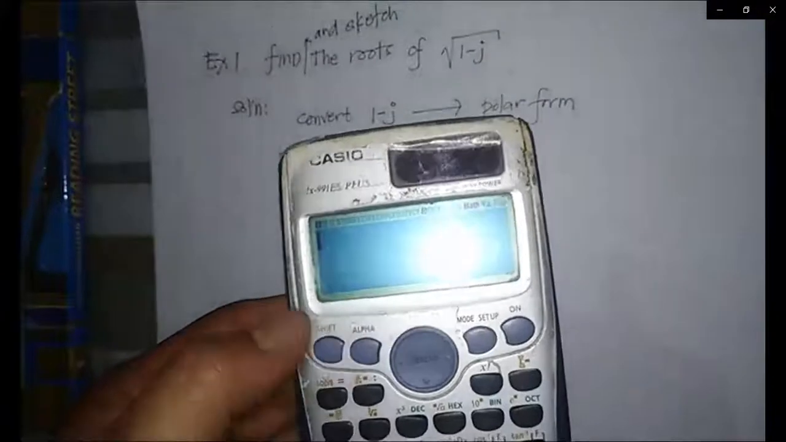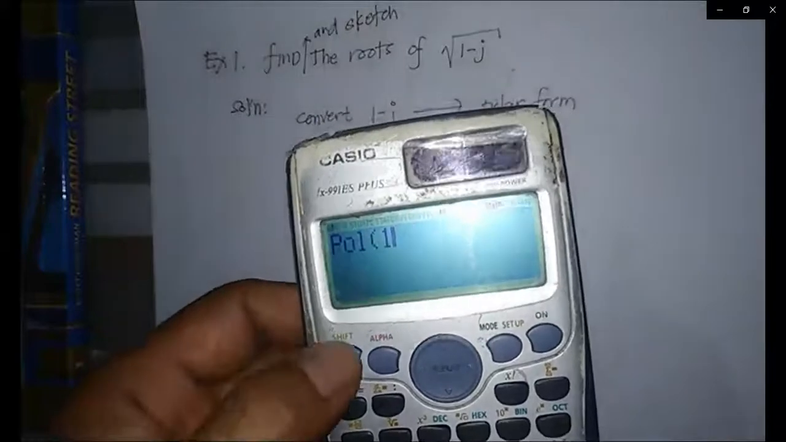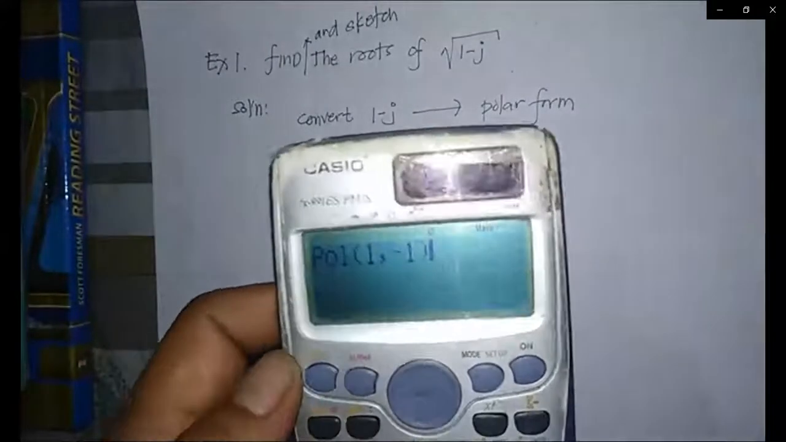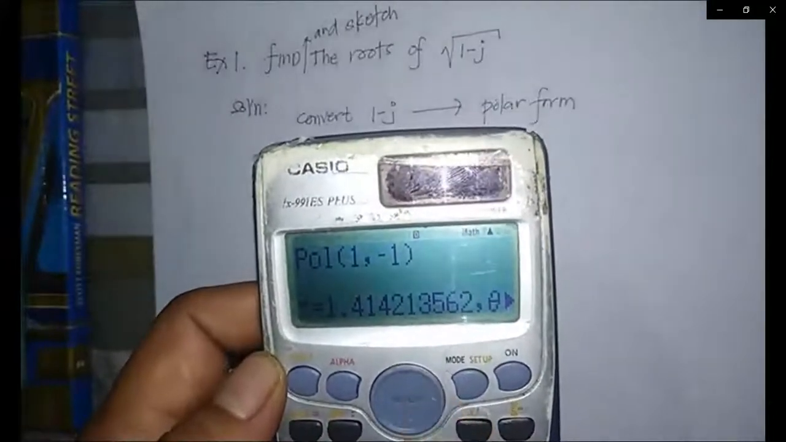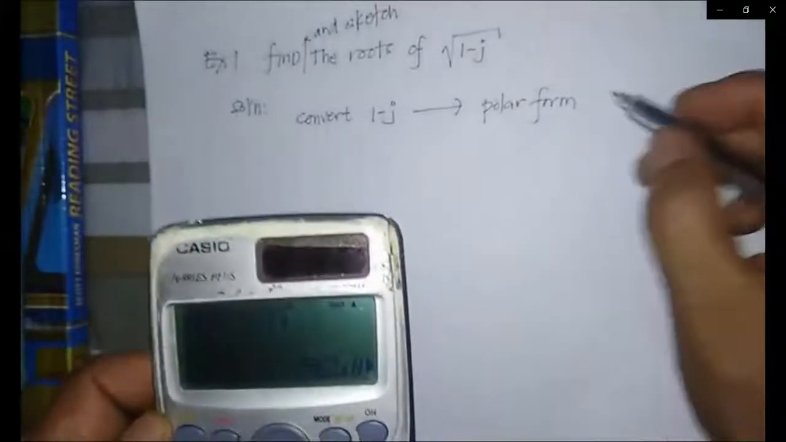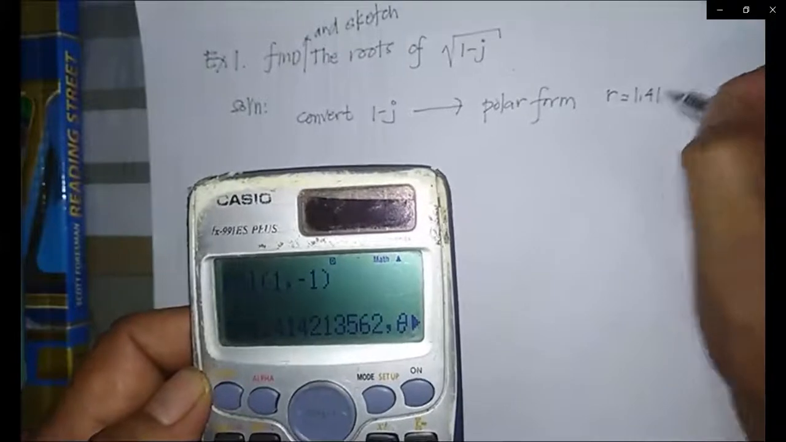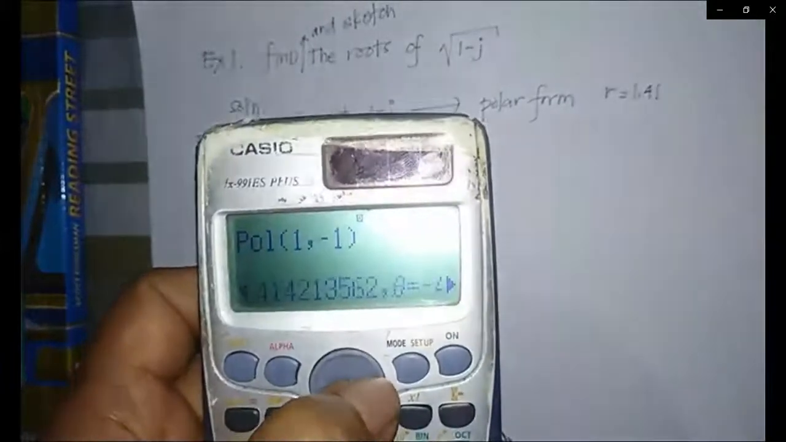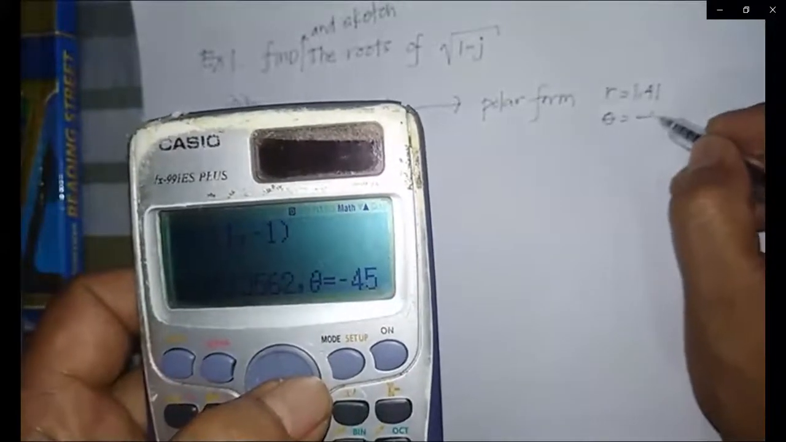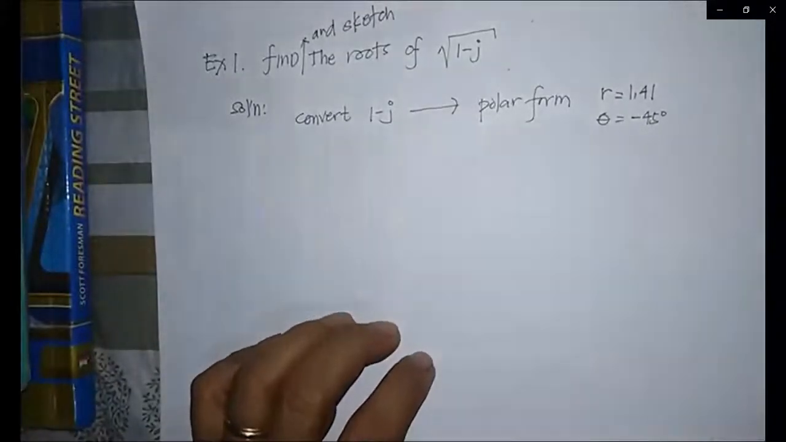So this time we will convert that to polar form: shift polar, enter the real value and the imaginary value, which is equal to -1, and press enter. You now have the value for your magnitude r, that is 1.41. And for the angle theta, you have -45 degrees. Take note, we are using degrees as the angle, so you have to set your calculator in degree mode.